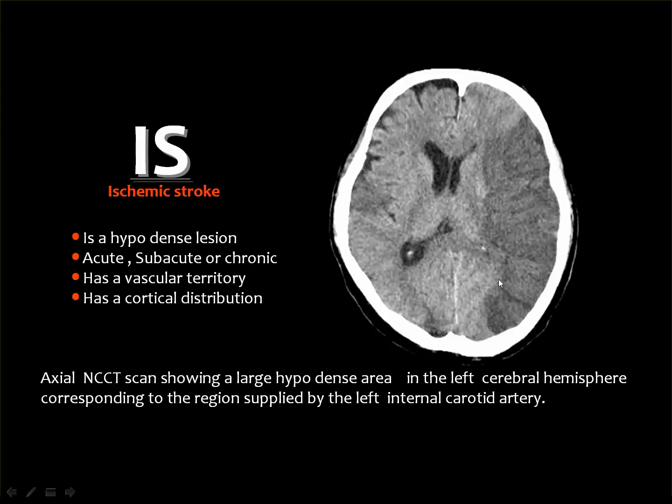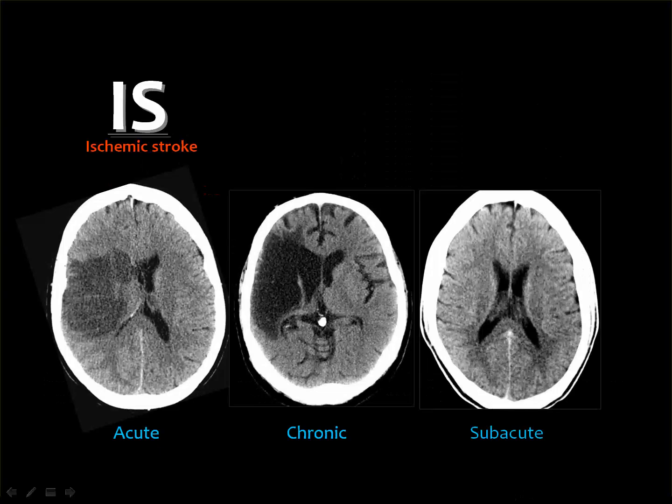Then you know that infarction is not a space-occupying lesion, meaning that you don't expect a significant mass effect of an infarcted area on the adjacent ventricle. And it passes into three stages. It has a vascular territory, and many times it has a cortical distribution.